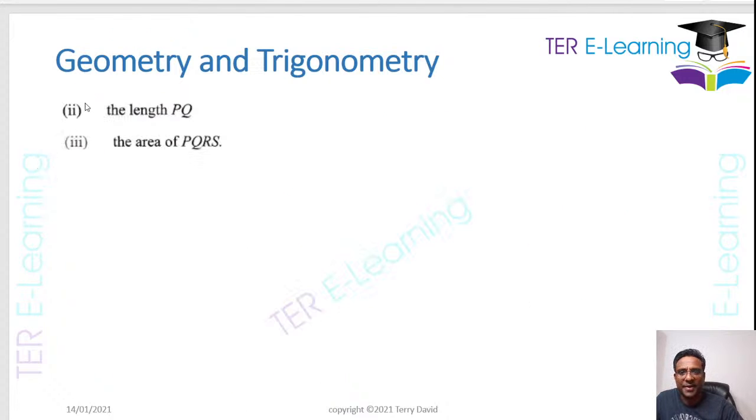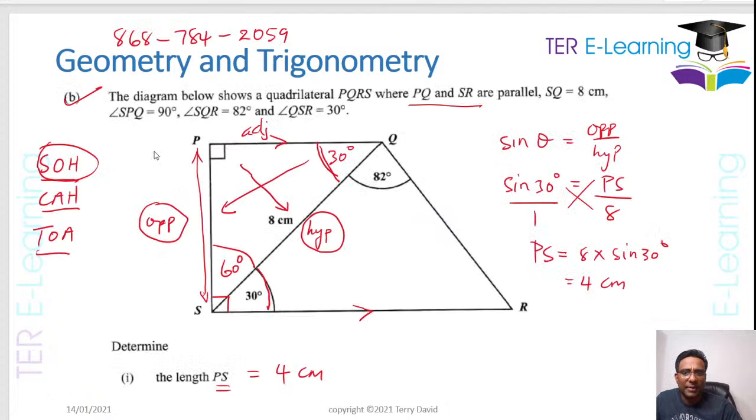What else do they want us to find? They want us to find the length PQ. So where is PQ now? Right, so PQ is this length on top here.